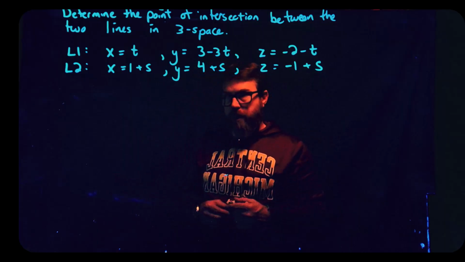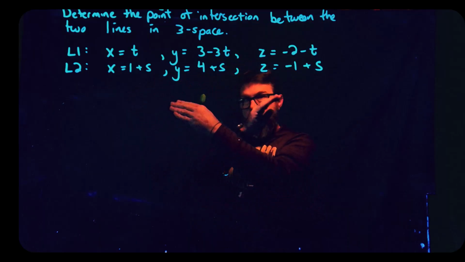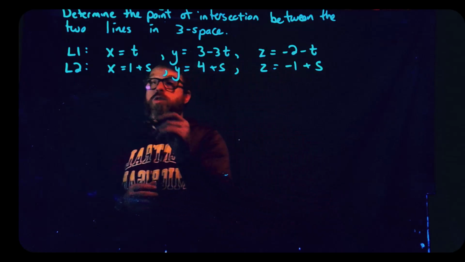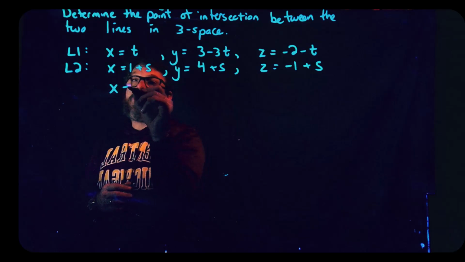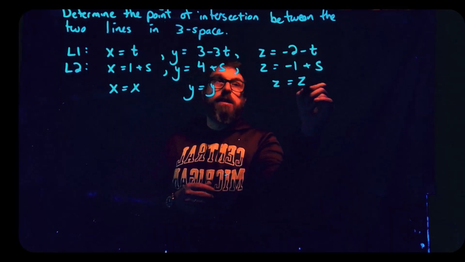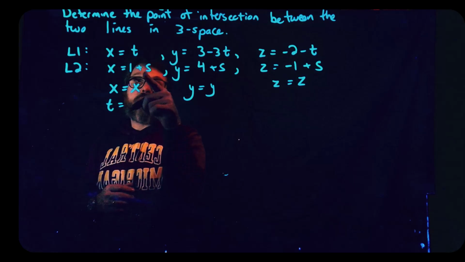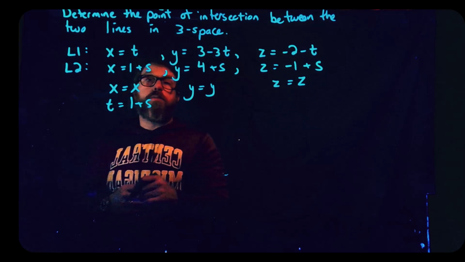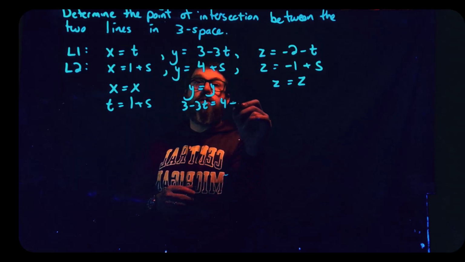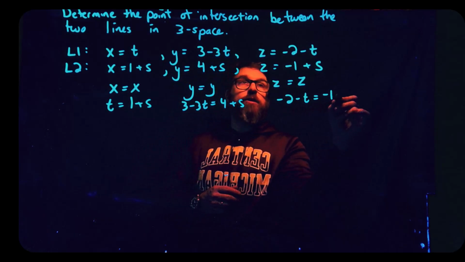Now, if I want to determine when two lines intersect, remember that they have to intersect at some common point. So I need their x coordinates, their y coordinates, and also their z coordinates to be equal to each other. So I'm going to need x to be equal to x, y to be equal to y, and z to be equal to z. That means the x of the first line, which is equal to t, has to be equal to the x of the second line, which is 1 plus s. Similarly for the y, 3 minus 3t has to equal 4 plus s. And then last for the z's, minus 2 minus t has to be equal to minus 1 plus s.